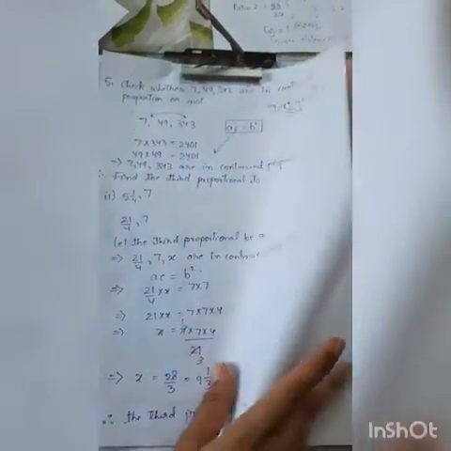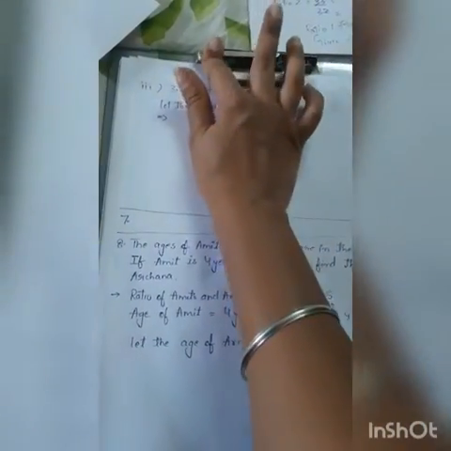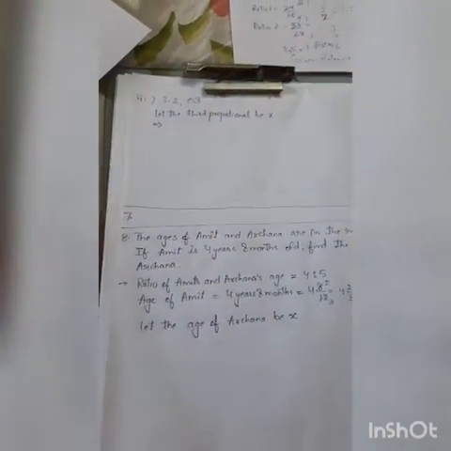Students, the first part you will do by yourself. Now I will do this part in front of you. This is saying 3.2, 0.8. I said let the third proportional be x.